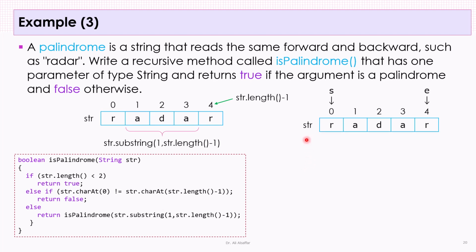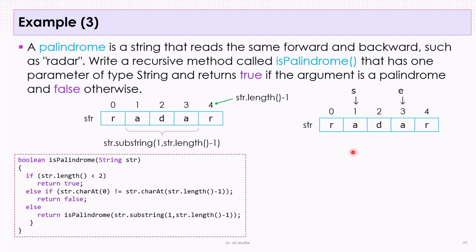We are going to have two integer variables. One is called s, which is short for start, and the other one is called e, which is short for end. Initially, when we call the method, the value of s is equal to 0, which is the index of the first character, and the value of e is equal to 4, which is the index of the last character in the string. In the next recursive call, the value of s should be advanced by one, and the value of e should be moved backward also by one.